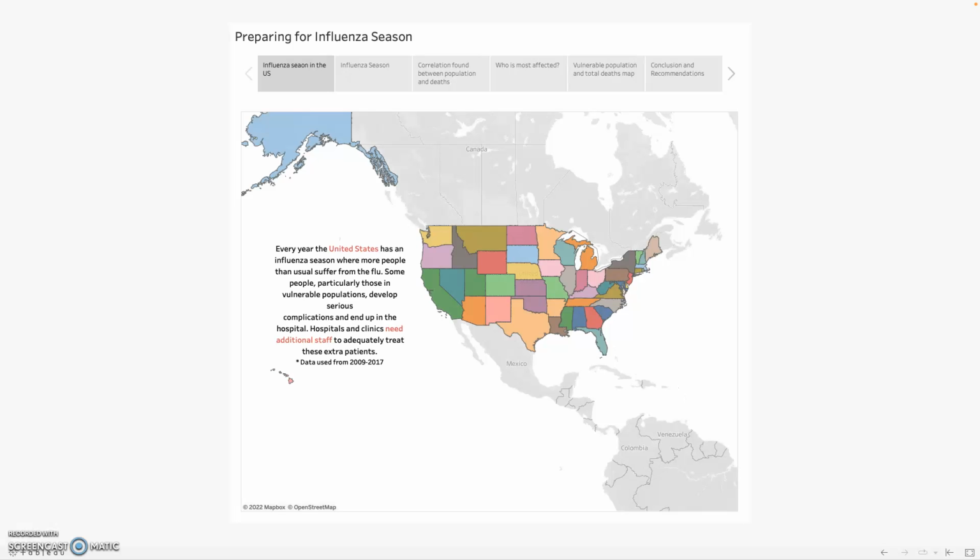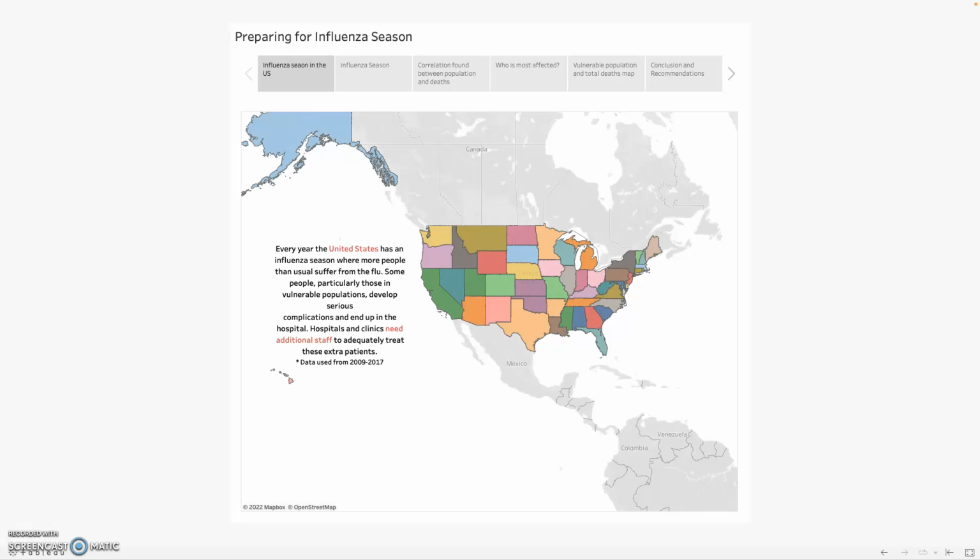Some background information includes that the U.S. has a flu season where more people than usual suffer from the flu. Some people, particularly those in vulnerable populations, develop serious complications and end up in the hospital. Hospitals and clinics need additional staff to adequately treat these extra patients.